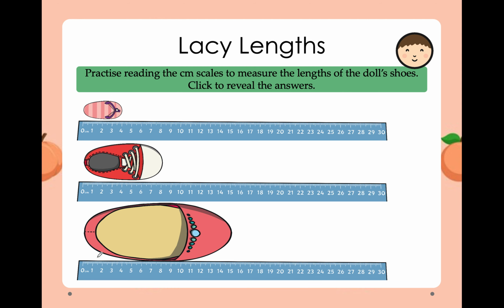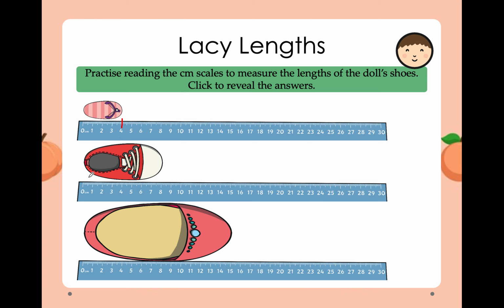Let's try another one. Here we have the first shoe. We start it at the number 0 and look at the last point of the shoe. What number does it end at? Yes, it ends at the number 4. So this shoe is 4 centimeters long.